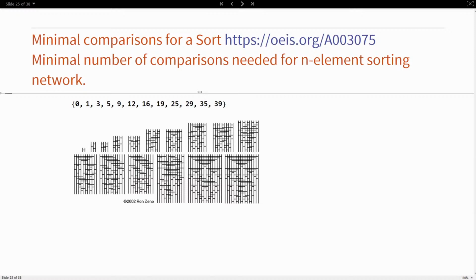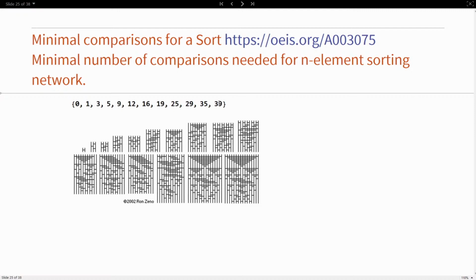Another unsolved problem is the minimal sorting networks. This is as far as we know for the sequence, and here's an illustration of terms. We basically want a perfect sorting network. So for any sequence of digits, if you make that series of comparisons, you'll get a perfectly ordered set at the bottom.